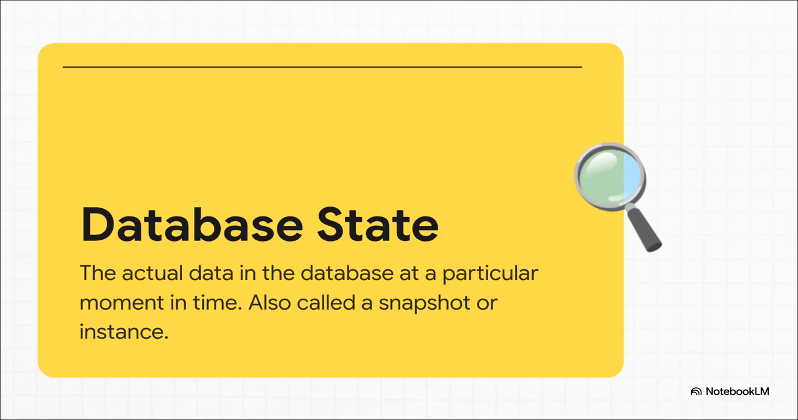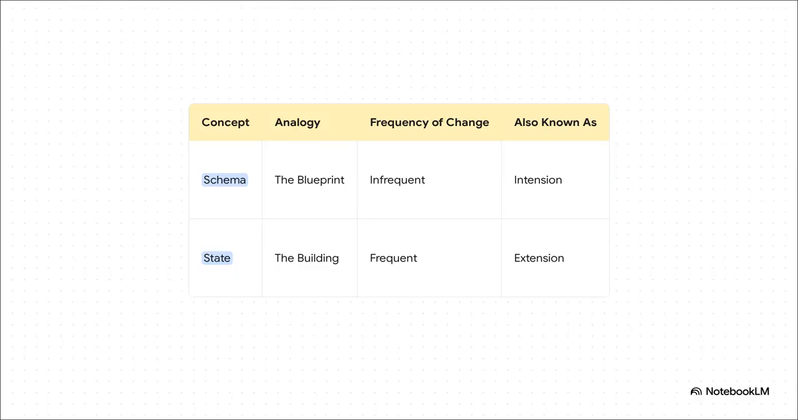Now, the database state, that's the building itself, but it's alive with activity. It's all the actual student records, the real names and ID numbers frozen at one specific moment in time. We sometimes call this a snapshot, and unlike the blueprint, this thing changes constantly, every single time a new student registers or somebody switches their major. So here's a super simple way to think about it. You've got the schema, that's the blueprint, the intention, and it rarely changes. And then you've got the state, that's the living, breathing building, the extension, which is changing all the time.